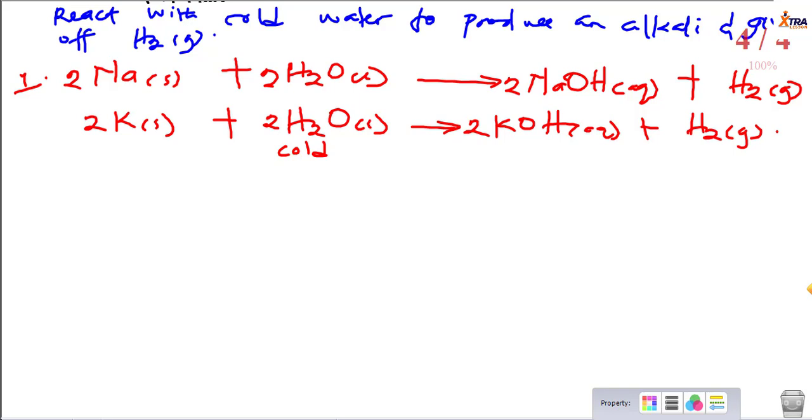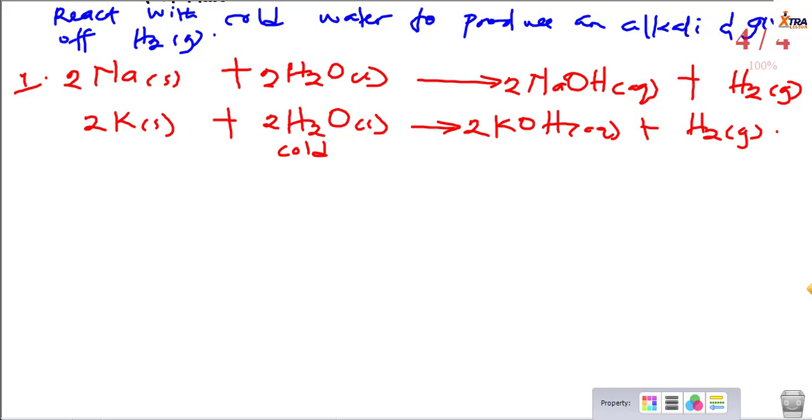Action of sodium on cold water. What will happen? It will give you sodium hydroxide and give off hydrogen gas. That is how we can produce hydrogen gas in the laboratory. It is one of the numerous ways, right? Or you say action of potassium on cold water. You get an alkali and you give off hydrogen gas. That's another way to produce hydrogen in the laboratory.